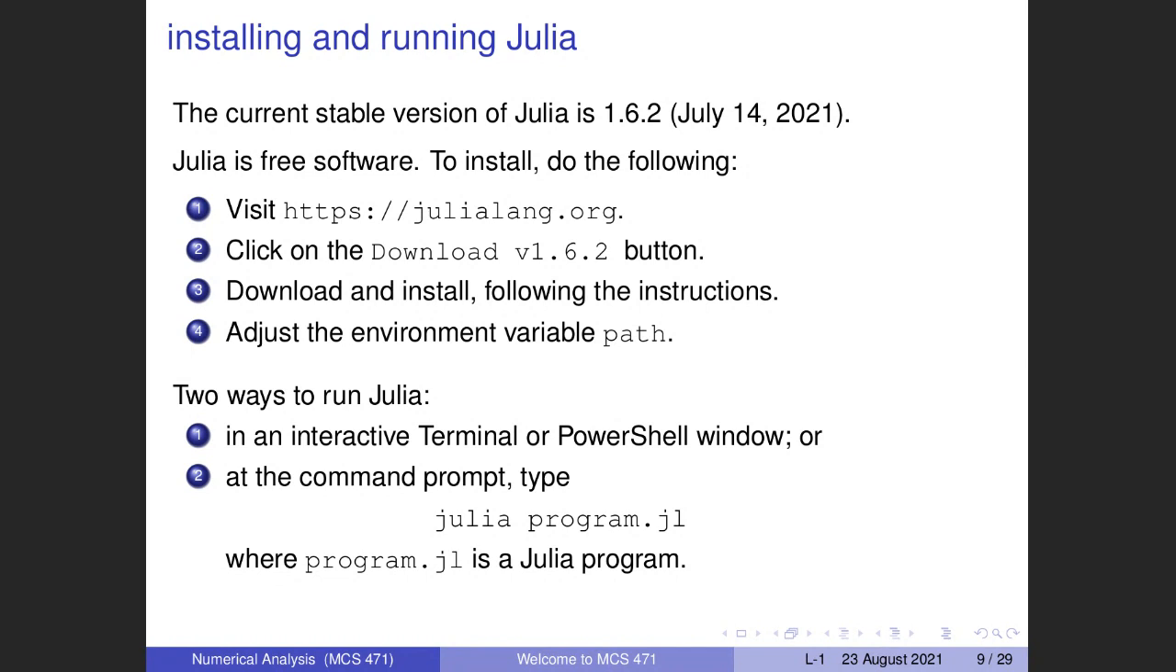Most likely during the semester, there might be an upgrade. I do not expect them to jump immediately to 2. So any upgrades during the semester will most likely be minor. But 1.6 is actually the stable version. The first way to run Julia is either as a calculator in an interactive terminal window, or a PowerShell window. So that's the first way. Also at the command prompt, you can type julia and then the name of your Julia program.